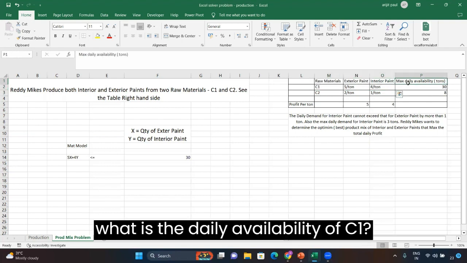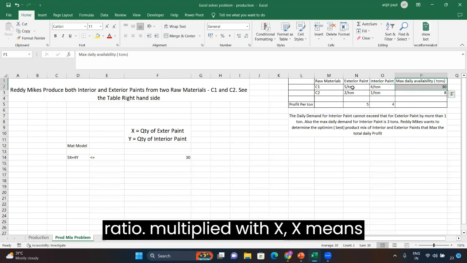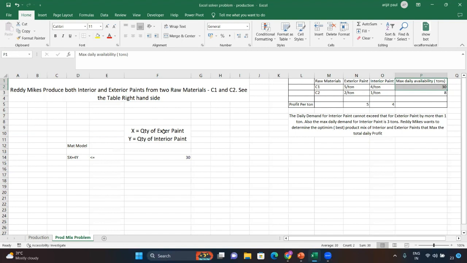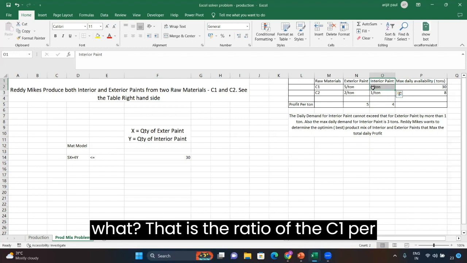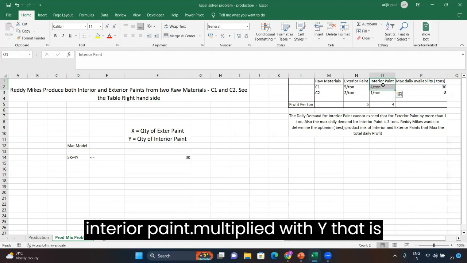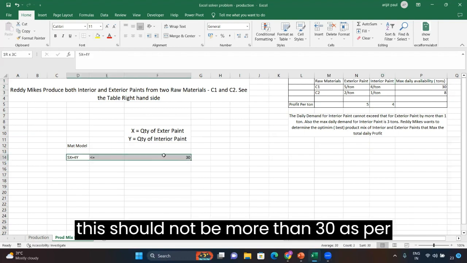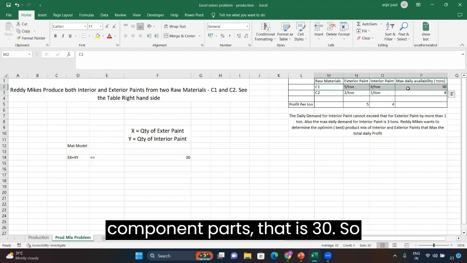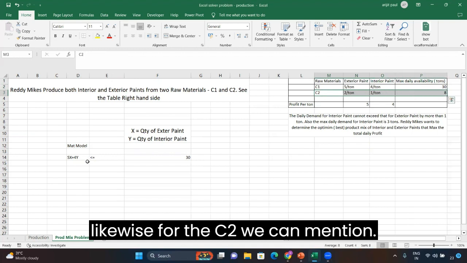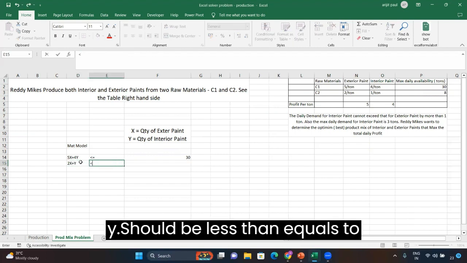And what is the daily availability of C1? That is 30. That means 5 is the exterior paint ratio into X, where X means the quantity of the exterior paint, plus 4Y, where 4 is the ratio of C1 for interior paint into Y, the quantity of the interior paint. This should not exceed 30 as per the daily availability limit of this component part. Likewise for C2, we can mention 2x plus y should be less than or equal to 8.